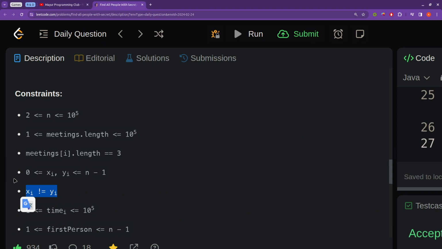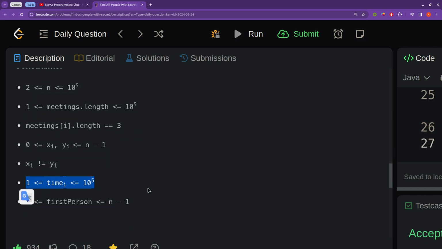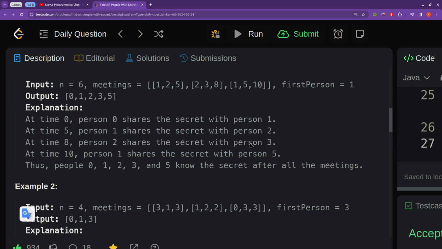Okay, so that's fine. And then the times at which the meetings will be held will range from 1 to 10 raised to power 5. Okay, and the zeroth person will be the first person from which the secret originates. The 0th person will be sharing the secret at time t equal to 0, and the people are labeled from 1 to n minus 1. Okay, now with that out of our way, let's discuss how we will be solving this particular problem.